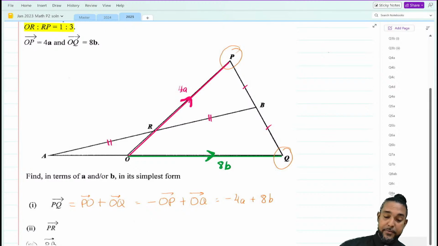And then after we get here, we just have to go from here to Q. So we have minus OP plus OQ. Minus OP is simply minus 4a, and then OQ is just 8b.